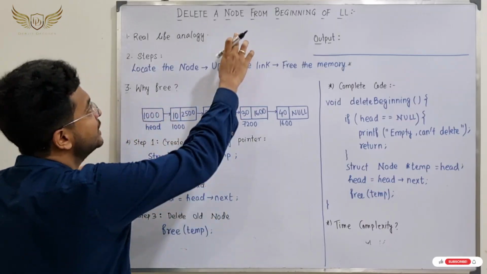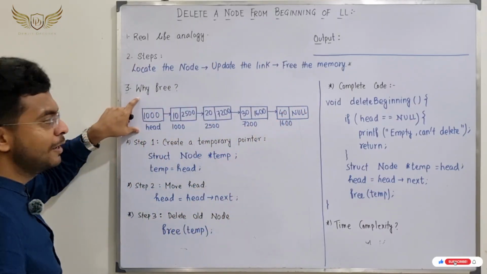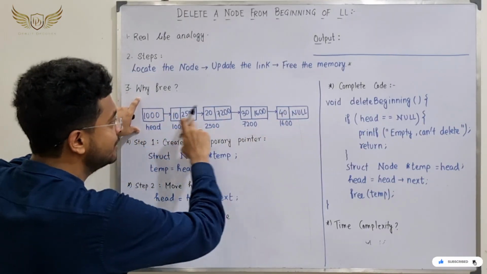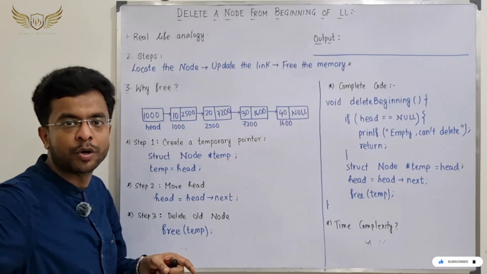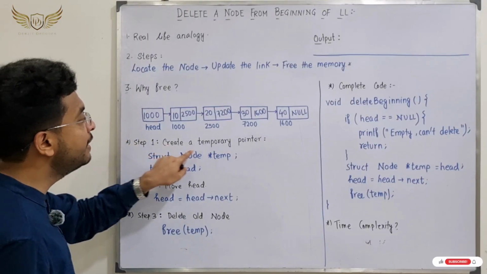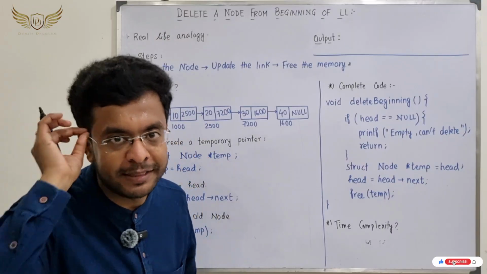Now you see the deletion from the beginning is starting from here. Suppose this is a node. This is very easy, you'll understand it very simply. This is a linked list you already have. How to create it and all these things we have talked about rigorously in the previous videos. Now, step 1: create a temporary pointer. So why do we need a temporary pointer? That might be in your mind.